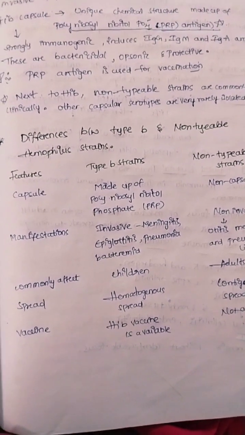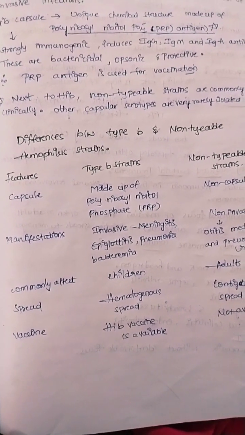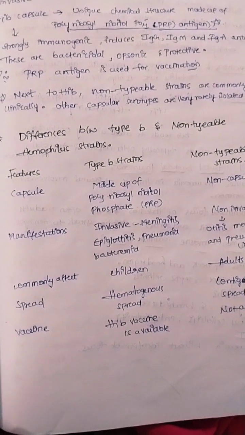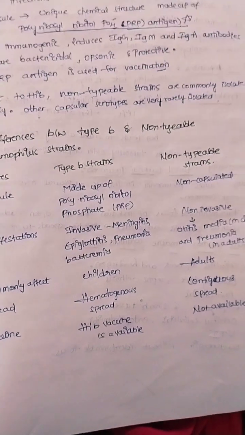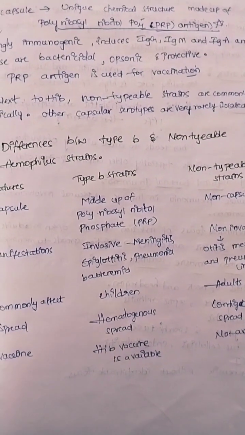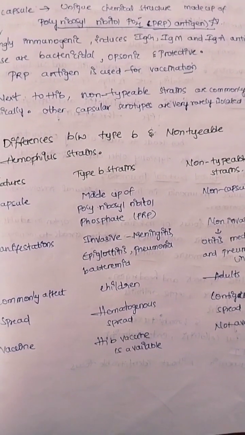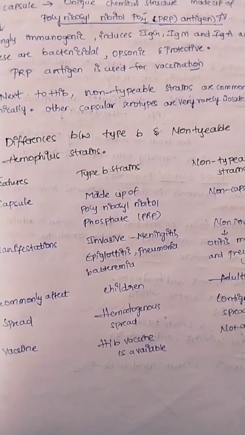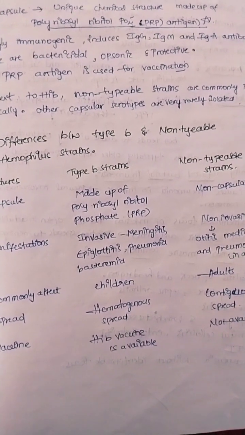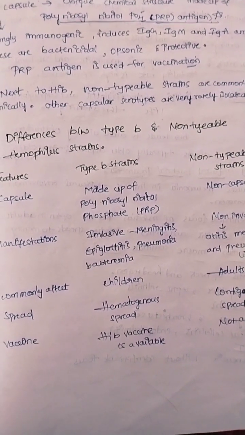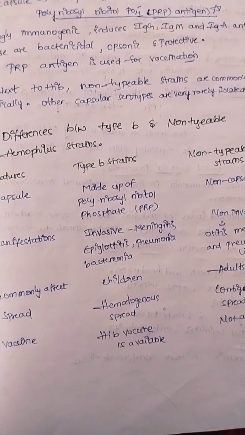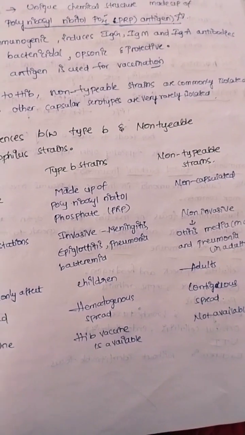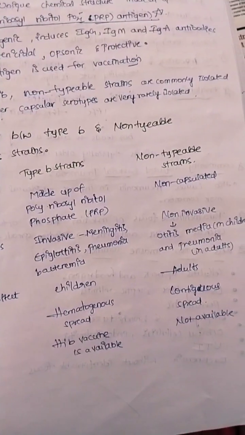non-typable strains are non-capsulated, right? Manifestations we already talked about: meningitis, epiglottitis, pneumonia, bacteremia. So it is very dangerous. It may cause acute respiratory manifestations. Did you understand? Epiglottitis is involved, which means the respiratory tract will be affected. Okay, and these types of manifestations are the most dangerous.